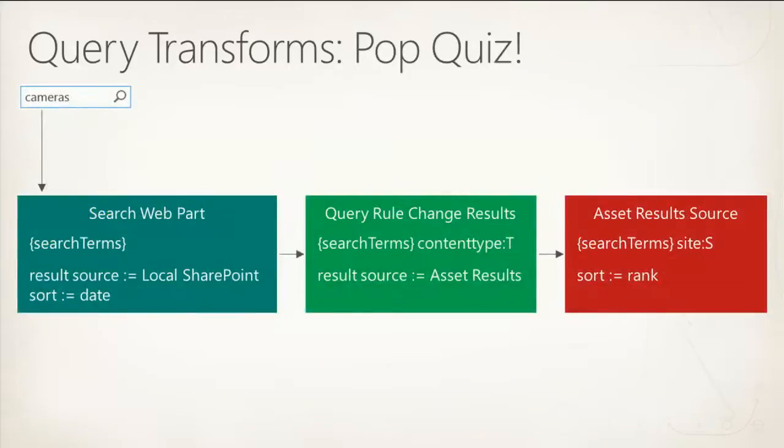Pop quiz. Each of these blocks represents a query transform configured in one of the 3 places where you can configure a transform in the pipeline. That first one is on a web part. It's setting the result source. The second one is in a query rule action, a change result action that happens to fire for this user's query. And the final one is on the result source, guaranteeing the sort of results that that result source returns. In comes the query cameras. What's going to come out? So think about it for a bit.